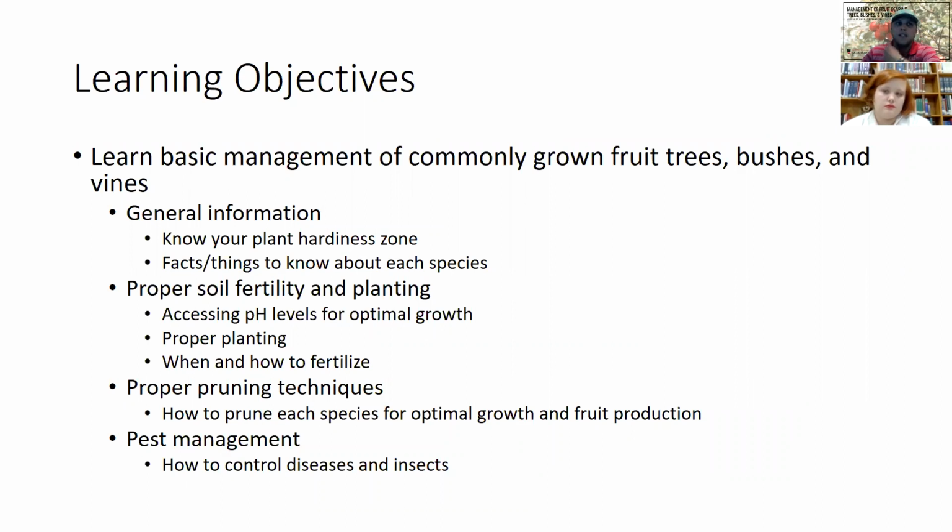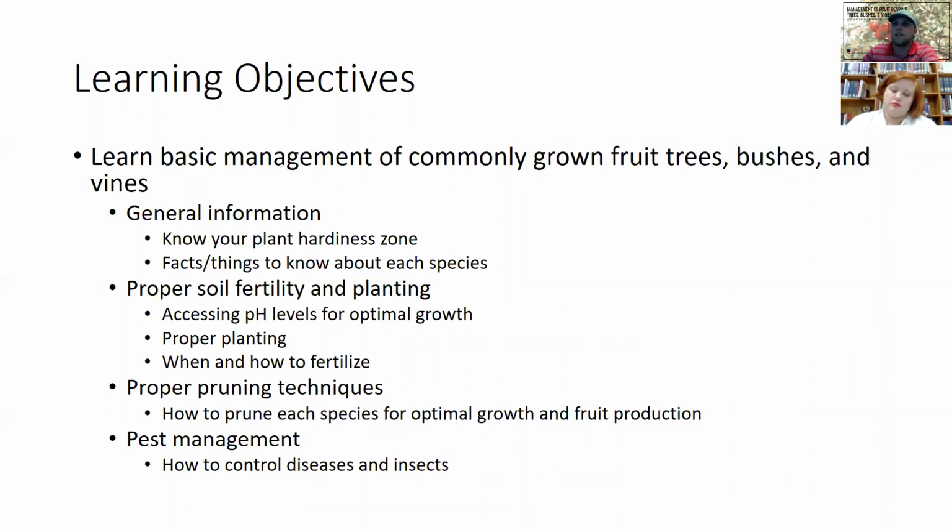So, just some learning objectives. Learn the basic management of commonly grown fruit trees, bushes, and vines. Lots of general information here: what you need to know about each species, the importance of knowing your plant hardiness zone, depending on where you are in the state. That's not just applicable to fruit trees, but any ornamental plants or vegetable plants in general. Facts and things to know about each one, and proper soil fertility and how to plant these species.